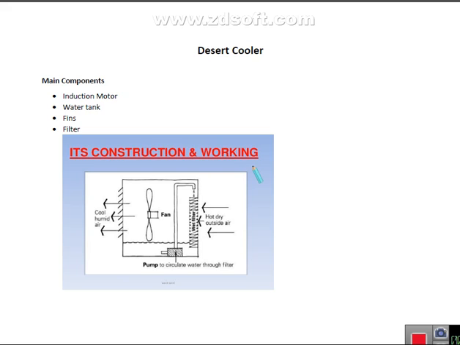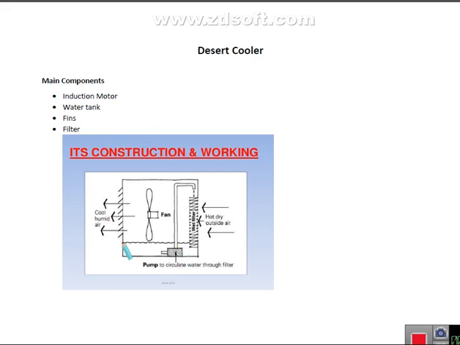So no extra components are provided. It has a very basic structure. The main component of a desert cooler is the induction motor. Now in this section, two motors are used. One is for the fan, the other is as a pump.